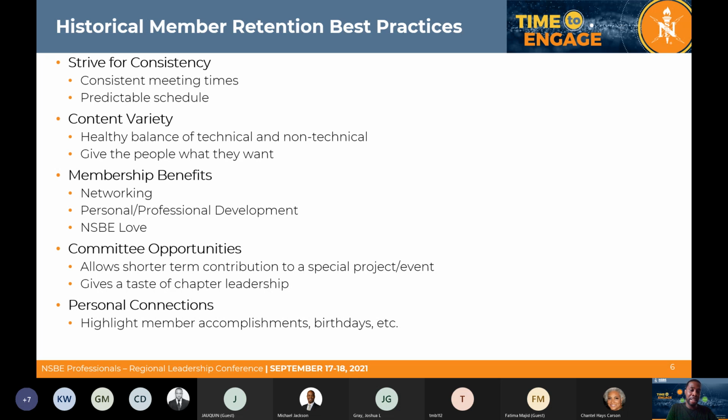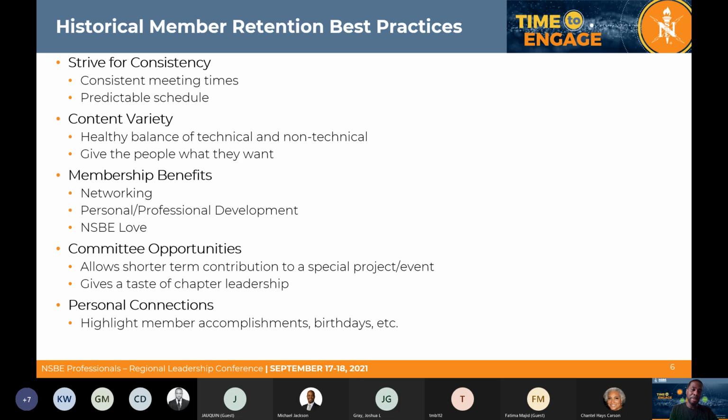And then finally, personal connections. Most people stick around with the group because they feel connected to the individuals. So you want to make sure all your members feel welcome, and you want to highlight your members' accomplishments. Celebrate the promotions, celebrate the birthdays, celebrate the new babies, anything good that's happening in your members' lives, you should talk about it and highlight those achievements.